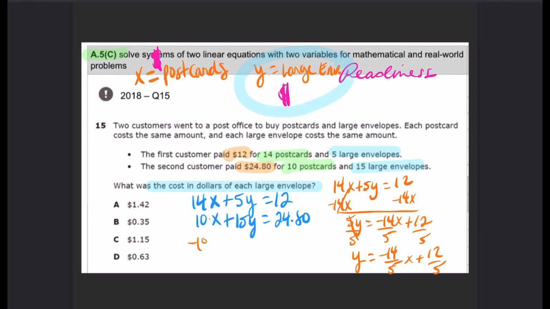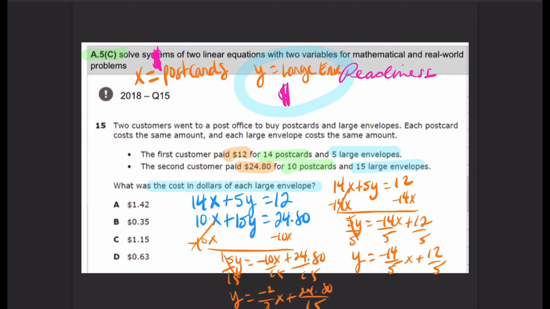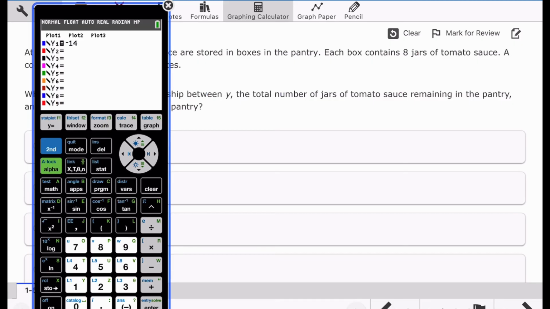Now my second equation, negative 2/3 x plus 24.80 over 15. I'm going to graph both of those and find my point of intersection. And the answer will be the y value again, because the y represents the cost of the large envelopes. The first equation is y equals negative 14 over 5x plus 12 over 5. Second equation is negative 2/3 x plus 24.80 over 15.